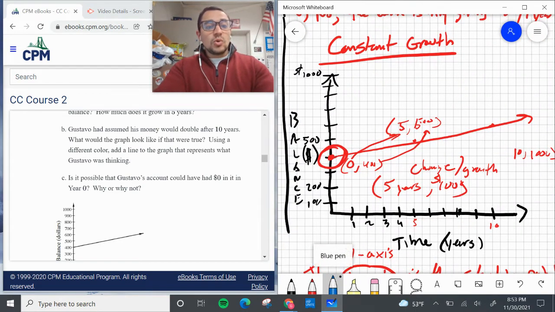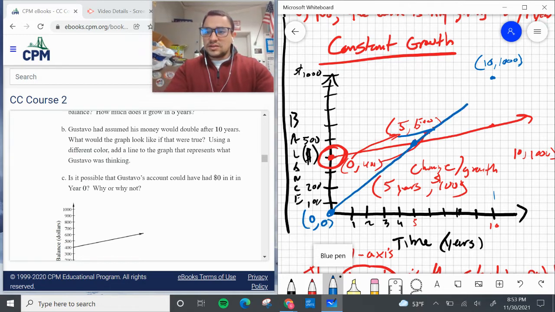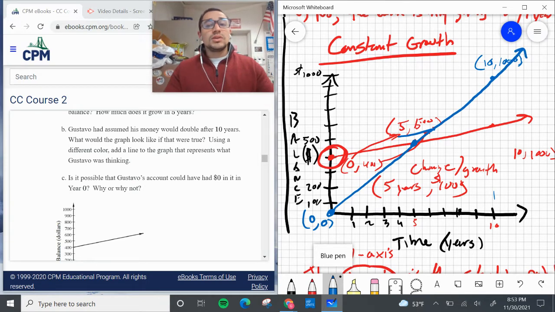So B, what would the graph look like if that was true, if it doubled in 10 years? Well, what would happen is if in 10 years it went all the way to $10,000, that means 5 years would be 5,000, that's the same. That means 0 years, you would have $0. So that is what the line would look like, or the graph would look like, if we did Gustavo's prediction.